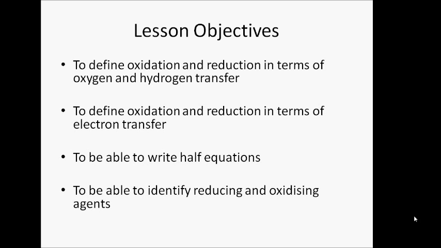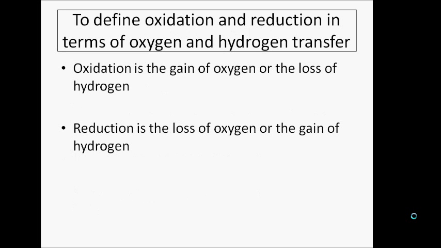Firstly, you need to be able to define oxidation and reduction in terms of oxygen and hydrogen transfer. Then you need to be able to define oxidation and reduction in terms of electron transfer. You need to be able to write half equations, and you also need to be able to identify reducing and oxidizing agents. So we'll take these lesson objectives one at a time.